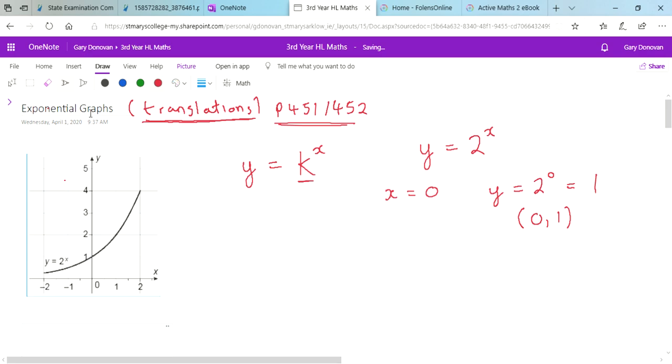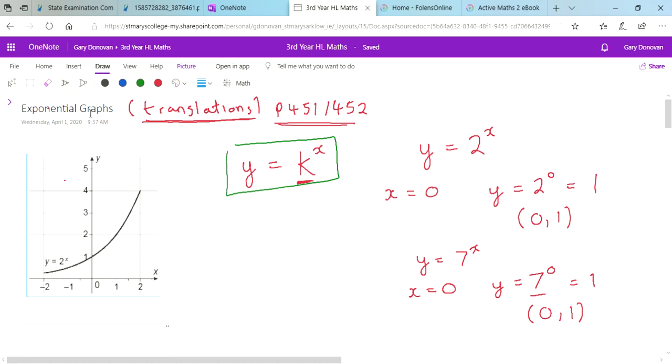But what you'll find is if you do this for any value of k, you'll get the same answer. Y equals 7 to the power of x. Well, when x is 0, y equals 7 to the power of 0. Any number to the power of 0 equals 1. So you have the coordinates x is 0 and y is 1.